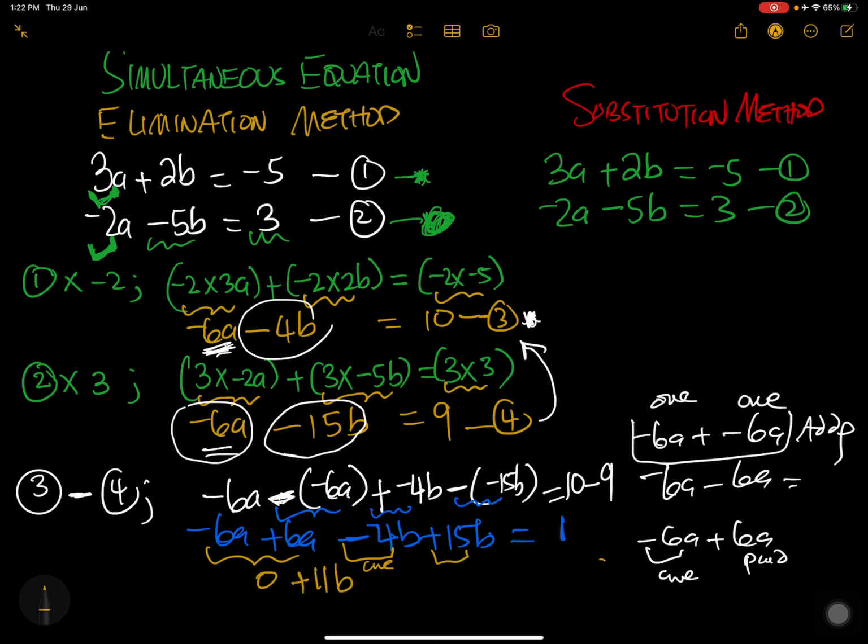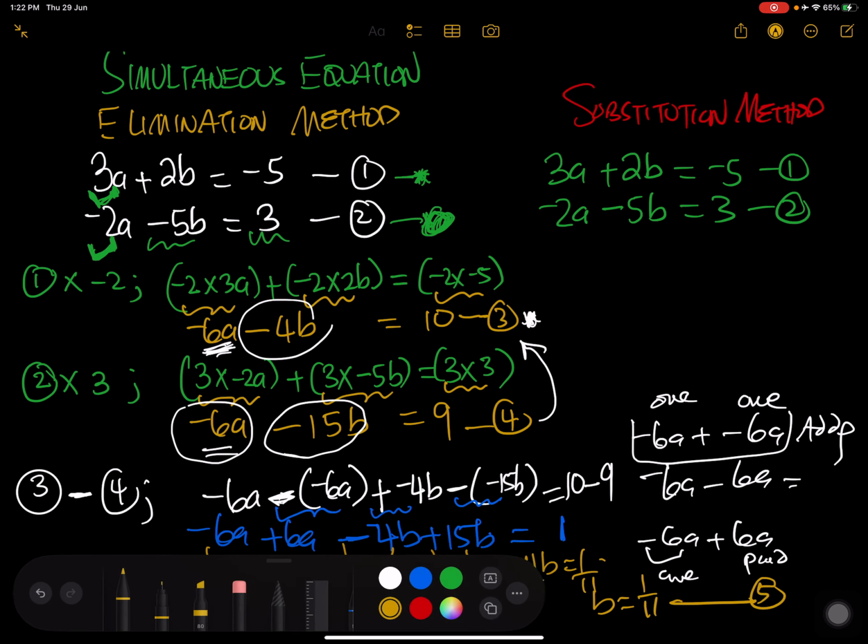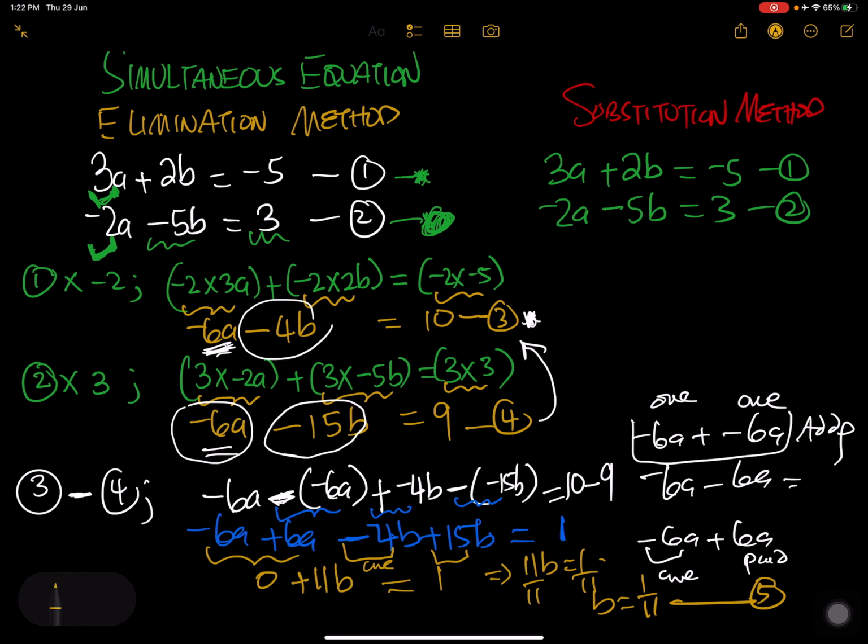So 11b is equal to 1. And we divide it by 11. Divided by 11, b becomes 1 over 11. And that gives us equation 5. Now, we can put this equation 5 into any of them. We can put this 5 into 1. So we can say put 5 into 1. So what is 1?